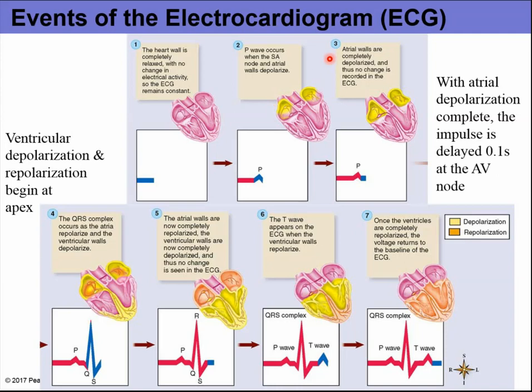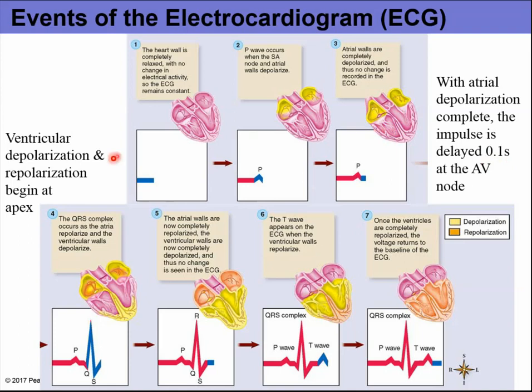So the atrial walls at step three now are completely depolarized and there's no net electrical activity. So we have another small flat line segment. Okay. So now the atria are completely depolarized, completely covered in the yellow. Now once the impulse reaches that AV node, remember it's going to be delayed by just 1/10 of a second. So we allow the atria enough time to complete their contraction, so we get all the blood out of the atria and into the ventricles before we begin ventricular contraction.